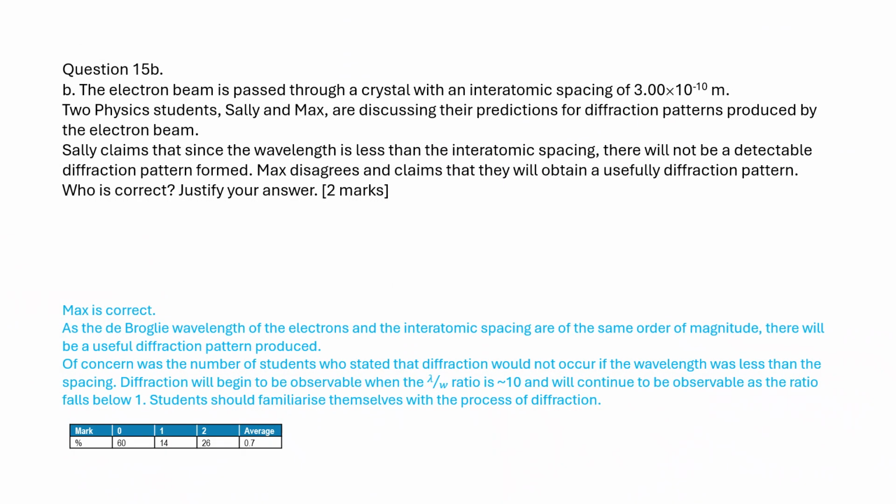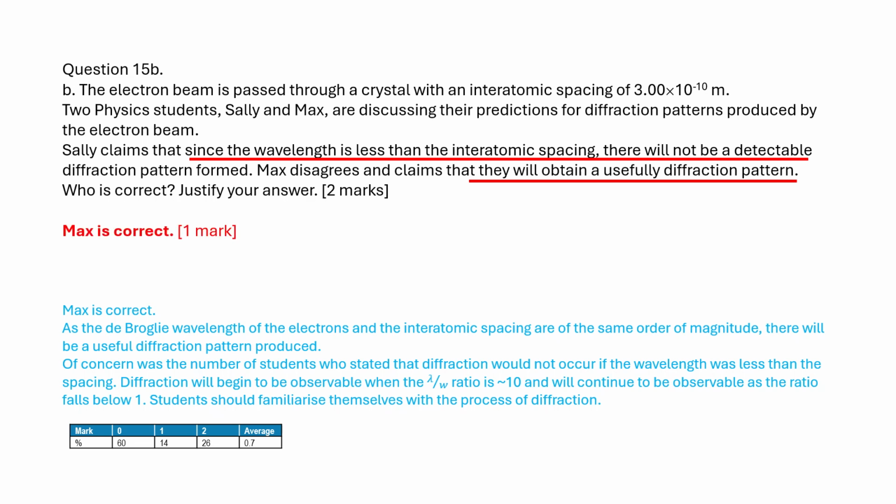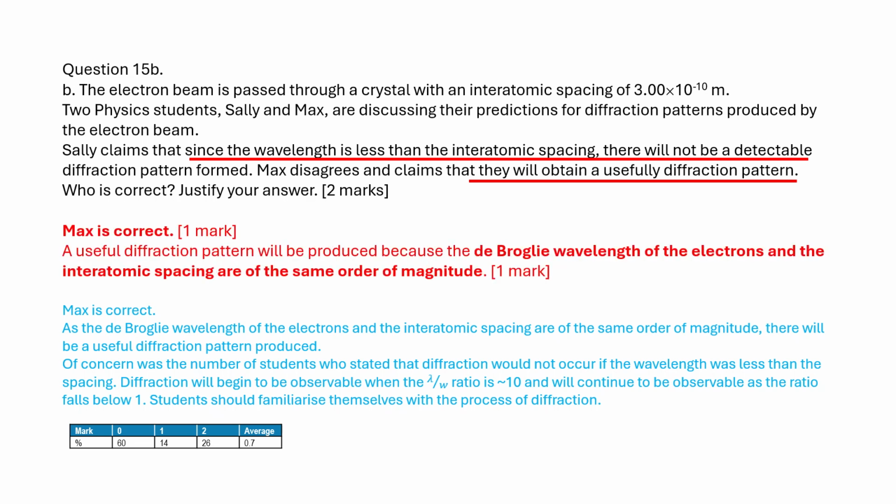When the electron beam passes through a crystal, Sally argues that no detectable diffraction pattern will form because the wavelength is less than the intratomic spacing. Max disagrees, claiming a useful diffraction pattern will be obtained. Max is correct. A useful diffraction pattern will be produced because the de Broglie wavelength of the electrons and the intratomic spacing are of the same order of magnitude.